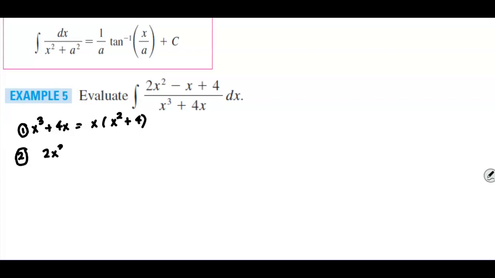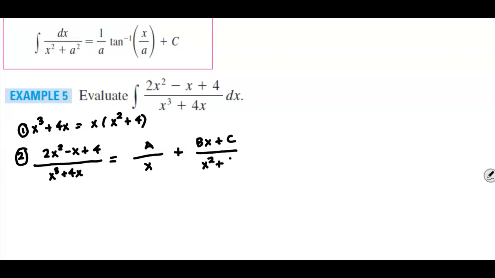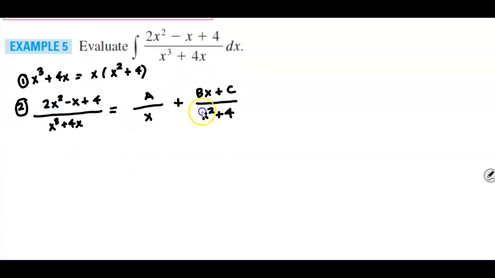We have 2x squared minus x plus 4 over x cubed plus 4x, and that's going to equal the following. We have A over x, which is the first factor, plus Bx plus C over the second factor, which is x squared plus 4. Now if we multiply all three terms by the LCD, which is x times x squared plus 4, we get the following resulting partial fraction equation.